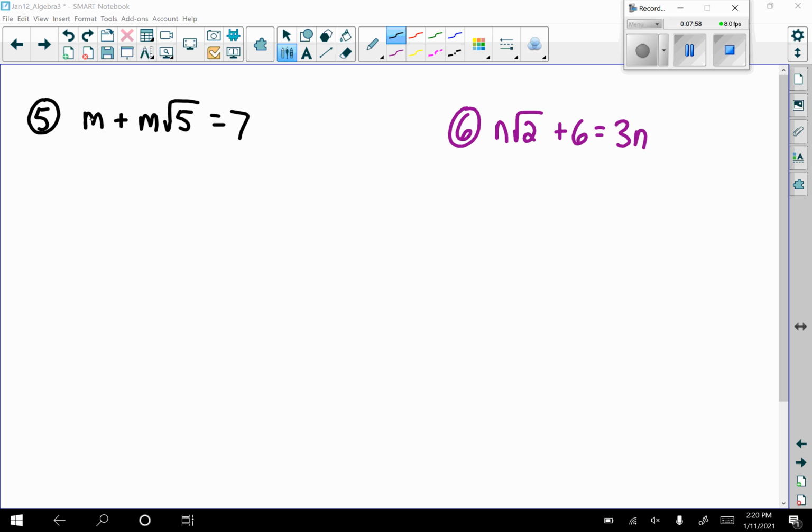Again, it would be different if it said m plus 5m. We would know what to do with that. We can't do anything with this. So our only move is to factor out an m. This would leave us with a 1 plus radical 5. So I want to divide both sides by the 1 plus radical 5. So I could say m is going to equal 7 over 1 plus radical 5.